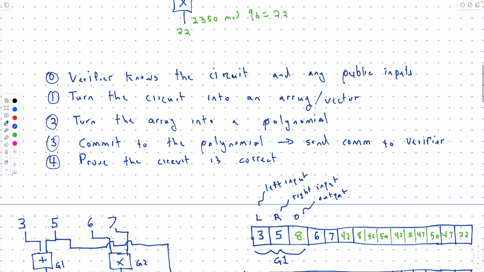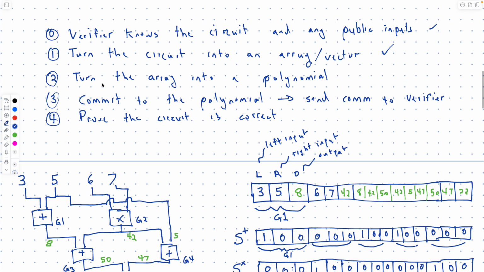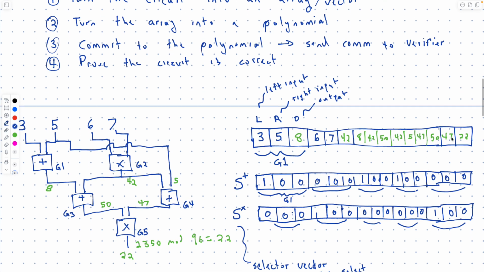Okay, so the verifier knows the circuit and any public inputs, so check. We've turned the circuit into an array or a vector or a set of arrays and vectors. Now the next thing we want to do is turn these arrays into polynomials. Why do we want to do that? Well, there are 2 reasons. One reason is I know how to commit to a polynomial. I don't know how to commit to an array or a vector. If I knew how, maybe I would do that instead. There are SNARKs based on that idea that use what's called a vector commitment instead of a polynomial commitment.